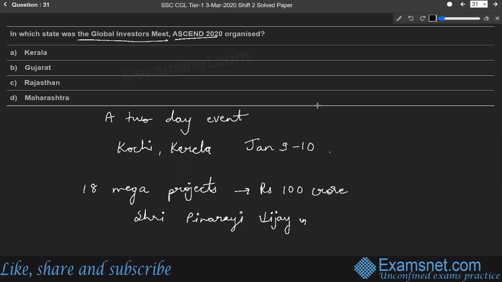Do you know about the governor of Kerala? The governor of Kerala is Arif Muhammad Khan. And the chief minister is Sri Pinarayi Vijayan. So majorly it was inaugurated by the chief minister and also by the state departments of industries. And it was held in Kochi, Kerala. So the state in which the global investors meet was organized is Kerala. Therefore, for this question, the correct option is option A, which is Kerala. I hope you are clear with this question.